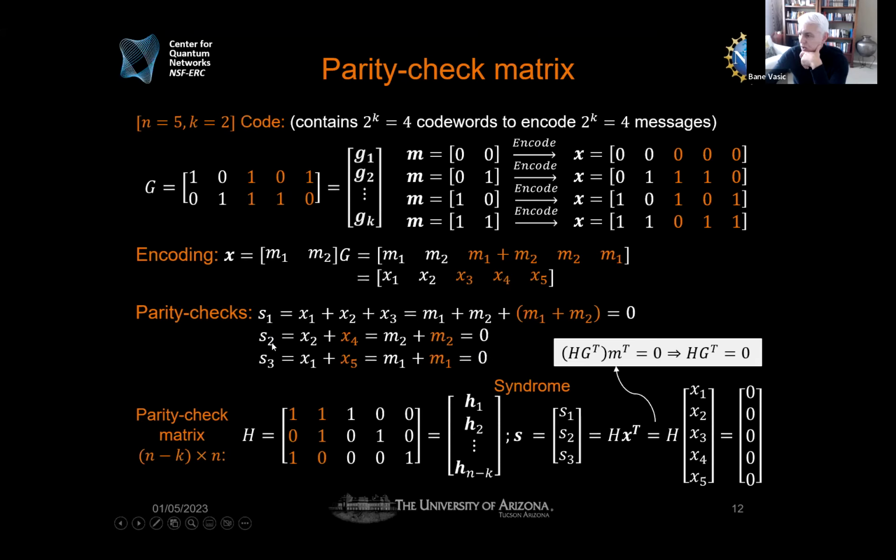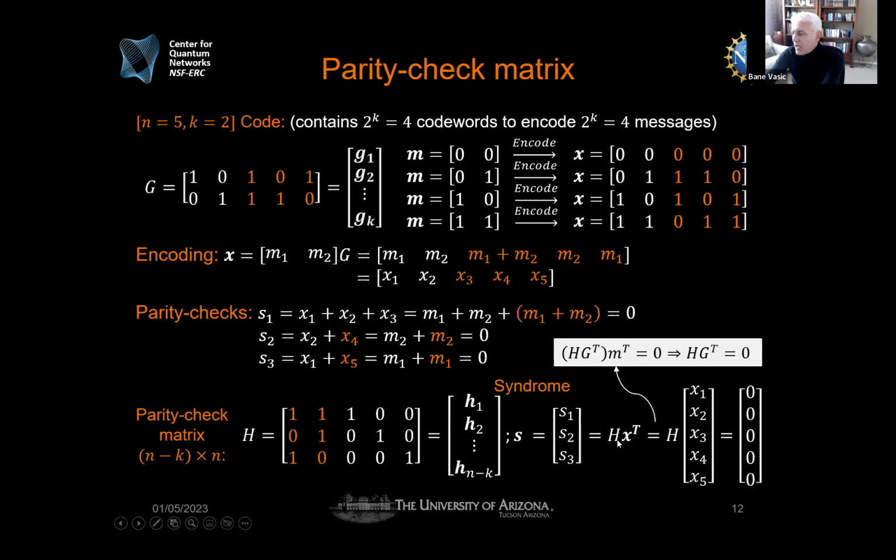So you see that S1 and S2 and S3 are actually equal to 0. So this gives rise to what we call the syndrome. What we create is a new matrix based on the generator matrix. We create a so-called parity-check matrix.